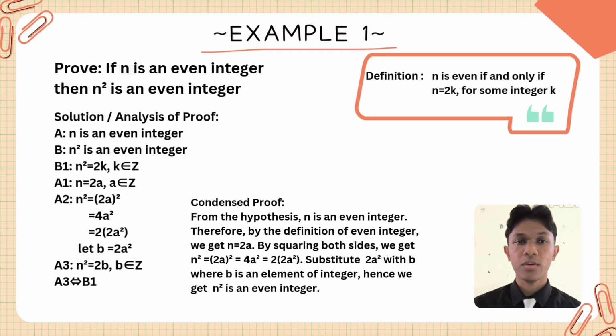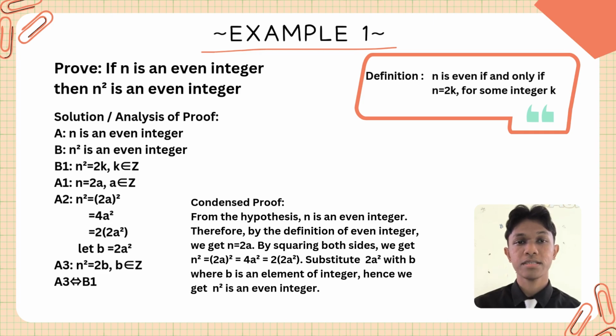Now the next step, our A2 will be n squared is equal to (2a) squared. We square both sides so that we will get our outcome, our direction for this question, which is our B1. So that's why we squared it. Now let's expand and factorize it, and lastly we will get 2 times 2a squared. After that, we will let b be 2a squared.